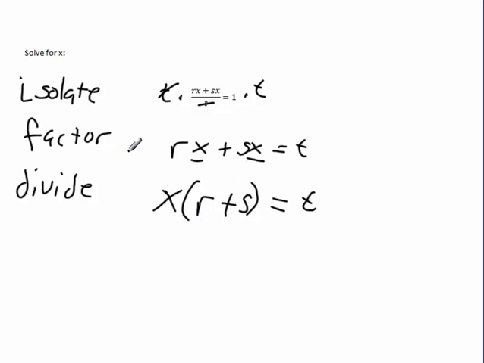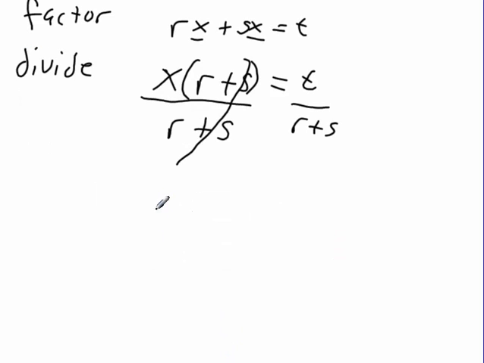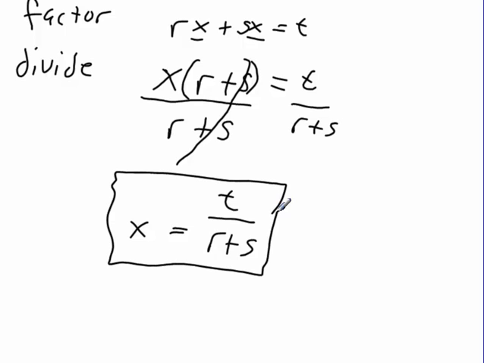So that's my factor portion, and now I want to divide both sides by r plus s. All of that goes to 1. All of this goes to 1. Divide both sides by that. And now I can see that x equals t over r plus s. And that's my answer.